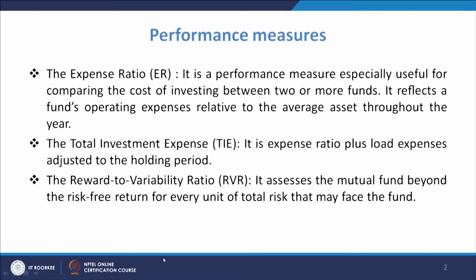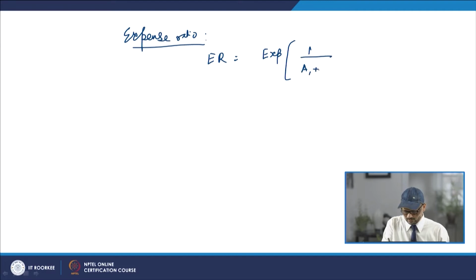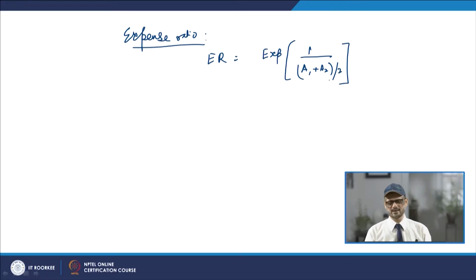When we talk about the expense ratio, it is denoted by ER, and ER is defined as the expenses multiplied by 1 by the average of the assets, A1 plus A2 by 2. So the average of the net asset will be in the denominator, and the operating expenses will be at the numerator. This ratio is normally known as the expense ratio, and it is normally expressed in terms of percentage.